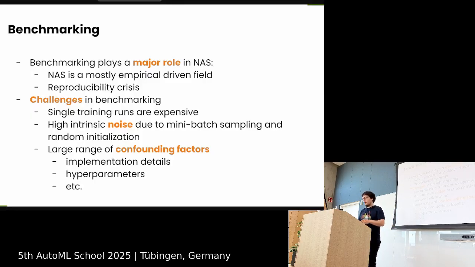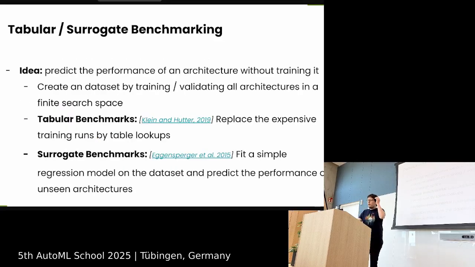How to pre-process the data and so on. Now, one trend in AutoML, which I think really helped the entire field to progress, is this idea of surrogate or tabular benchmarks. And the idea is very simple, right? You create a data set by training and validating ideally all of the architectures in your search space. And then every time you run a NAS method on your benchmark, you're not actually training this architecture, you just look it up in the table.